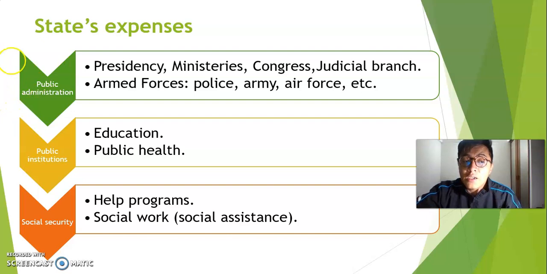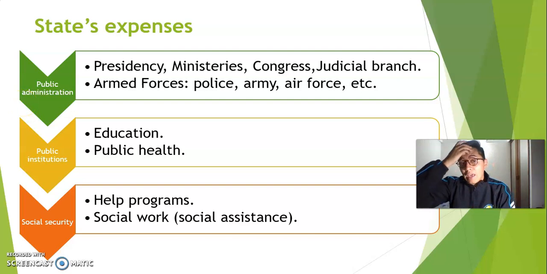The second characteristic says that the state invests money in education, so that means public education, from elementary and high school, and also the public university. So that's another important part of the investments of the state. The third characteristic is public health. It has to do with the public health system of the country.